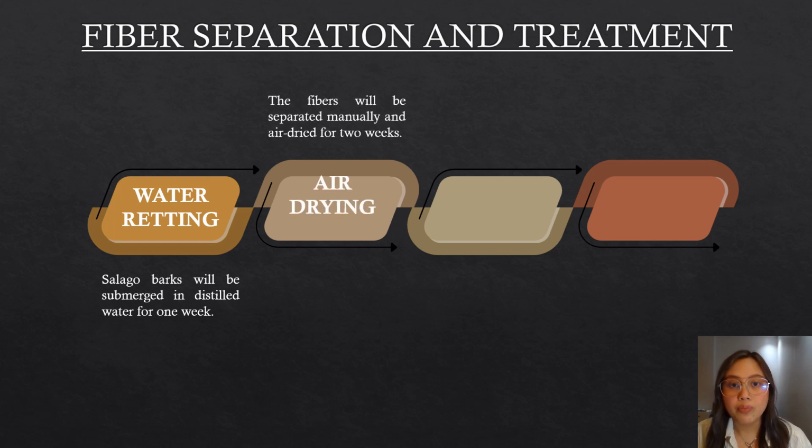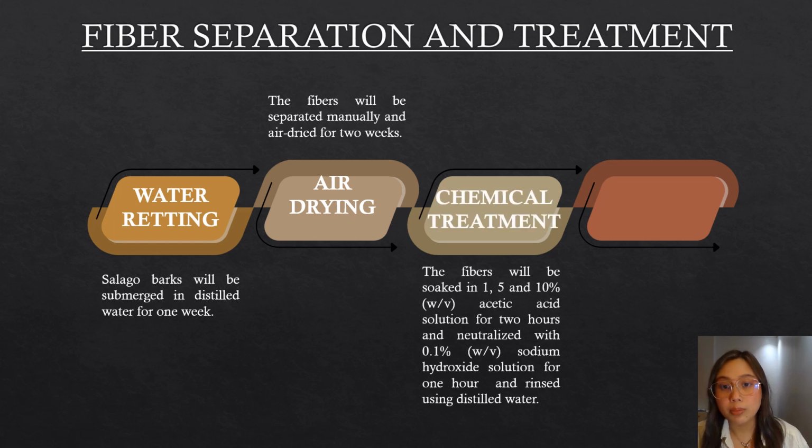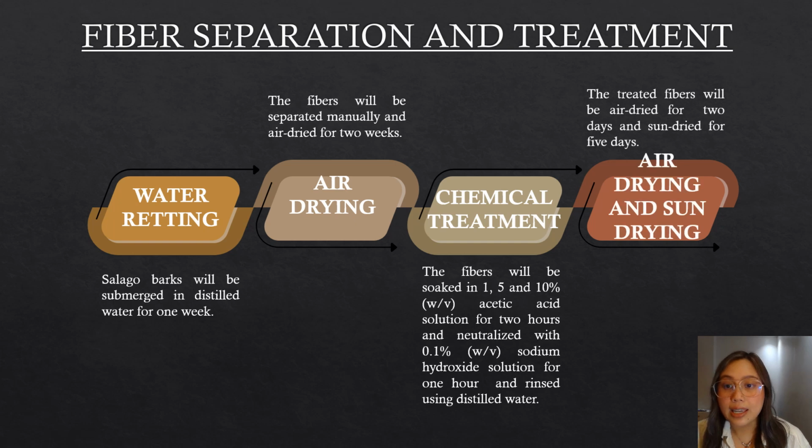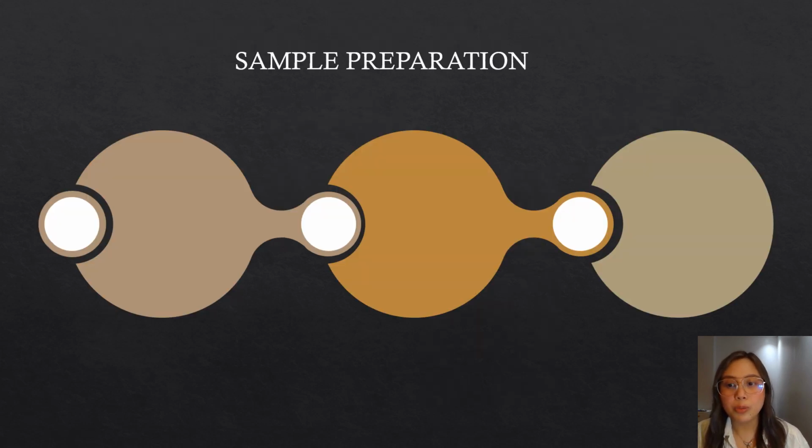Then air drying, wherein the fibers will be separated manually and air dried for 2 weeks. Then chemical treatment, wherein the fibers will be soaked in 1, 5, and 10% acetic acid solution for 2 hours and neutralized with 0.1% sodium hydroxide solution for 1 hour and rinsed using distilled water. Lastly, air drying and sun drying, wherein the treated fibers will be air dried for 2 days and sun dried for 5 days. Here is a sample presentation.